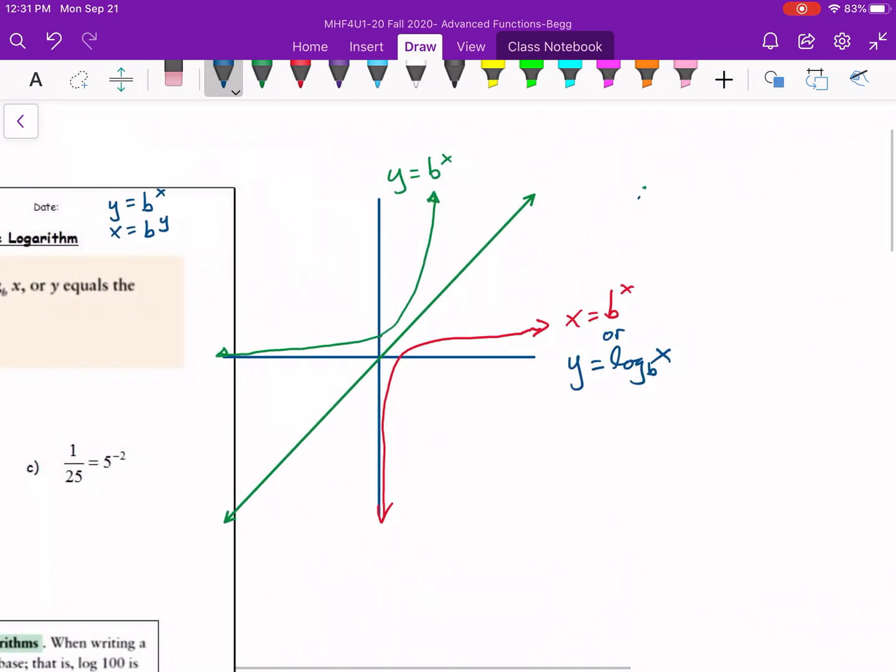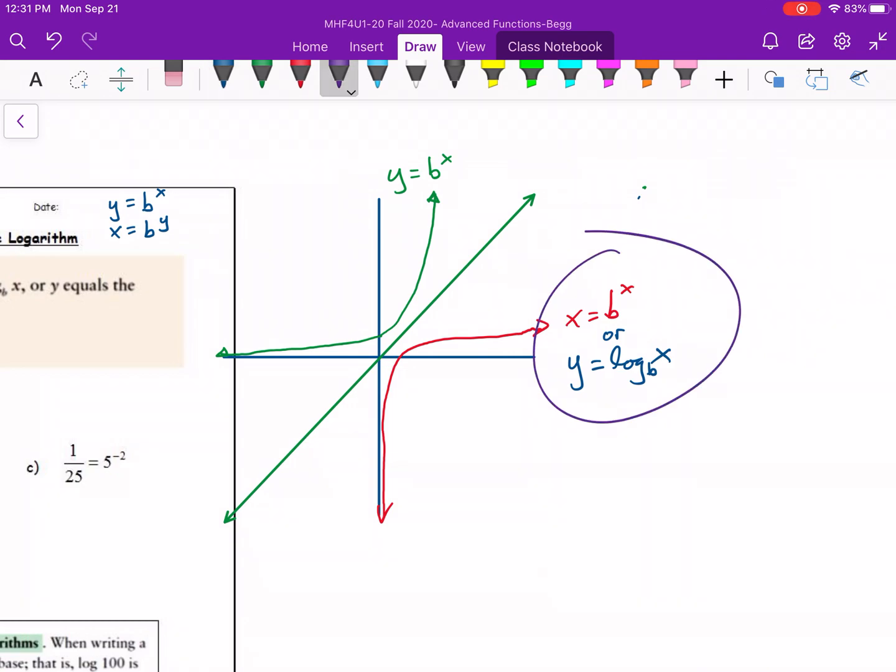So these two here are equal to each other. x equals b to the y, and y equals log base b of x, are equivalent. And they're both the inverse of y equals b to the x. So equivalent and inverse.